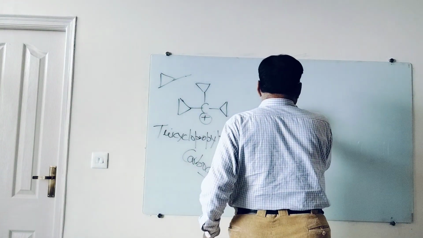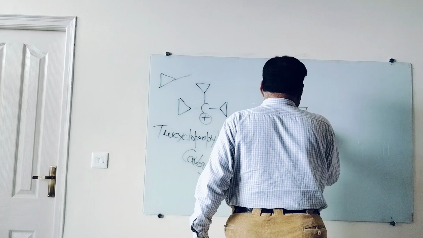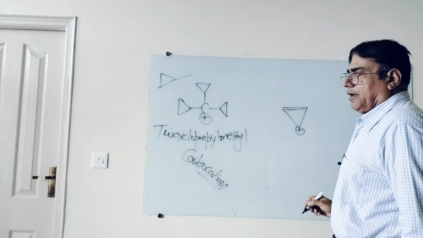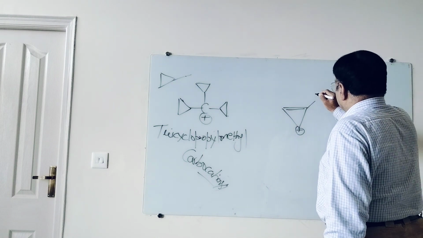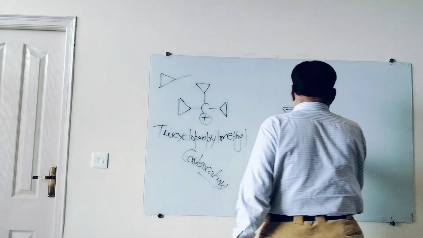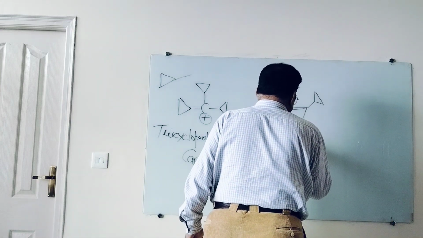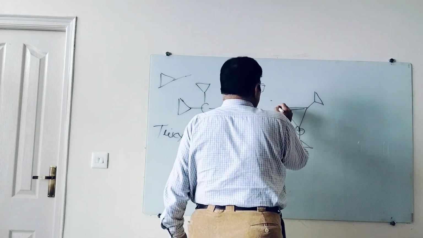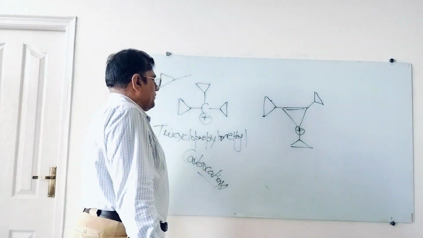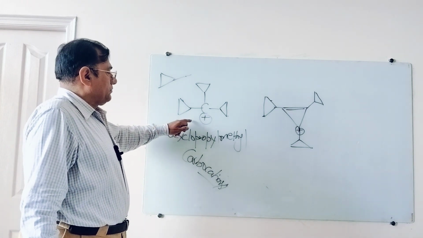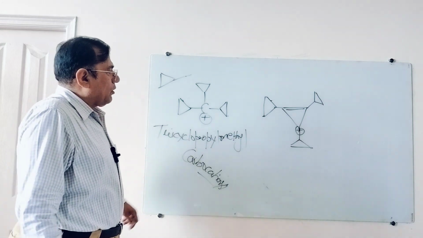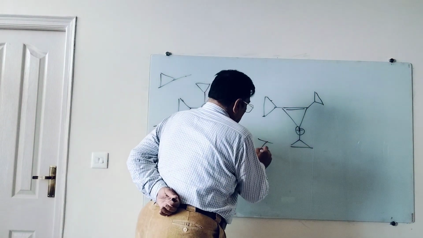Suppose I remove one hydride ion with two electrons from cyclopropene. So what is the compound I will get? One hydride ion is removed. This is cyclopropenyl carbocation. I put three cyclopropyl groups like this. You see the difference. This is tricyclopropyl methyl carbocation.